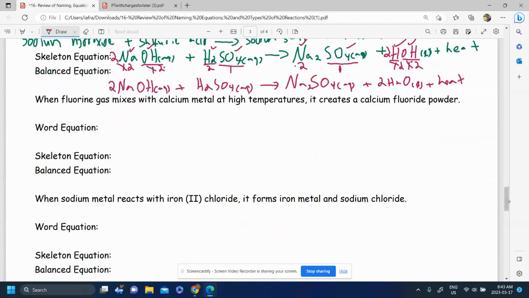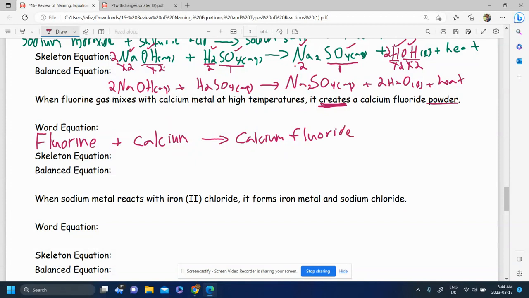So here we have when fluorine gas mixes with calcium metal at high temperatures, it creates calcium fluoride powder. So let's go ahead and write that out. Remember, word equations, they don't have any states in them. So we just put fluorine reacts with calcium and it produces, which is the same thing as produces or makes, calcium fluoride. And you don't have to put powder. That just tells us that a powder is in the form of a solid. For later on, we can write that out. Calcium fluoride.